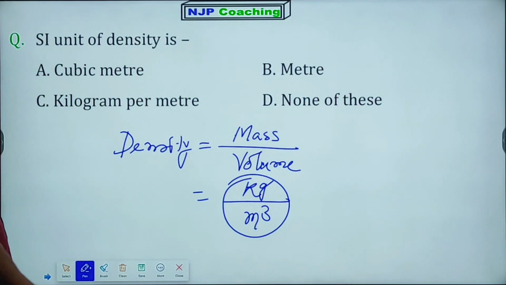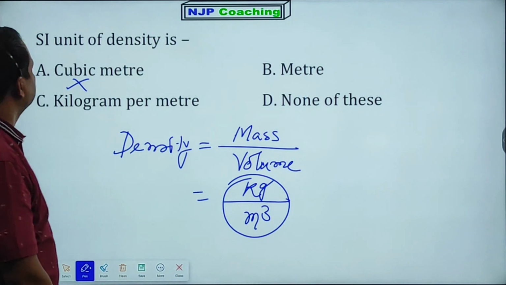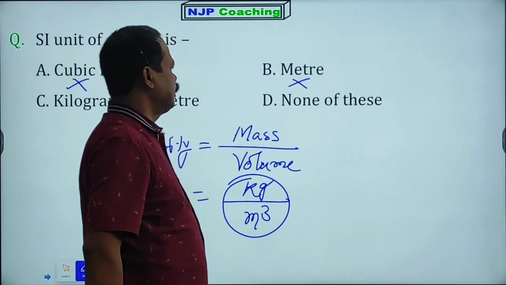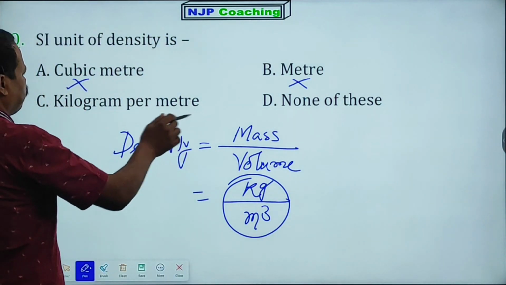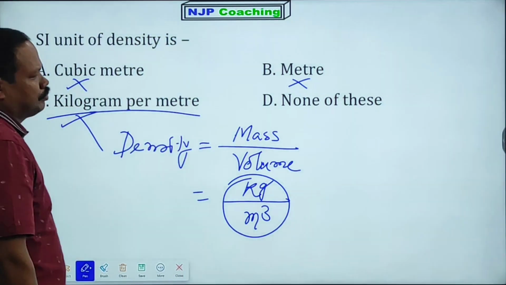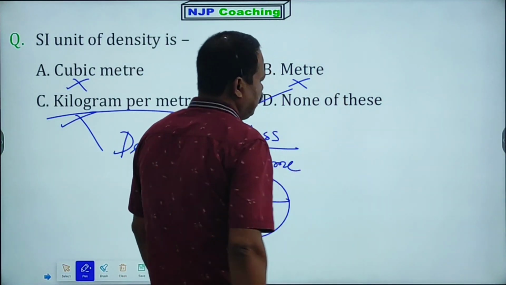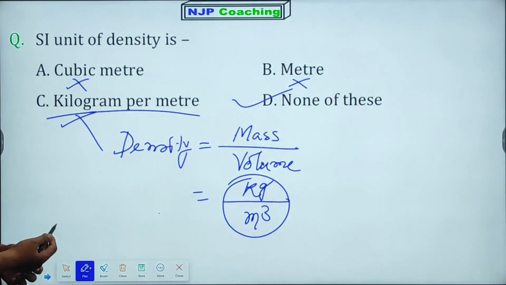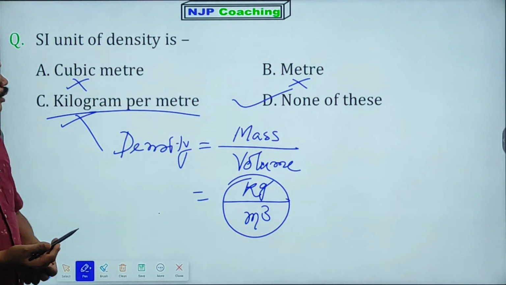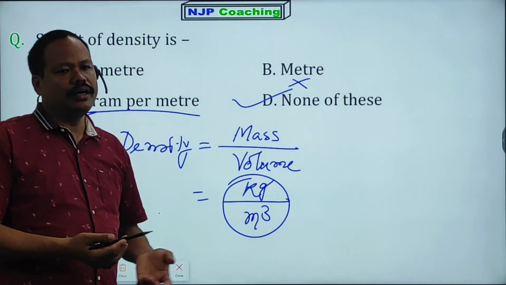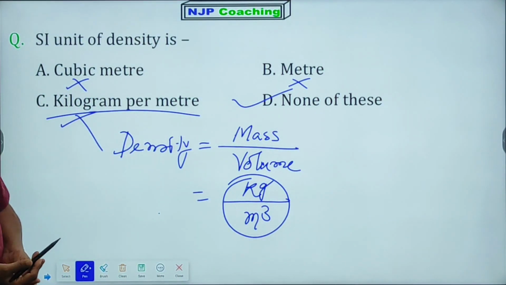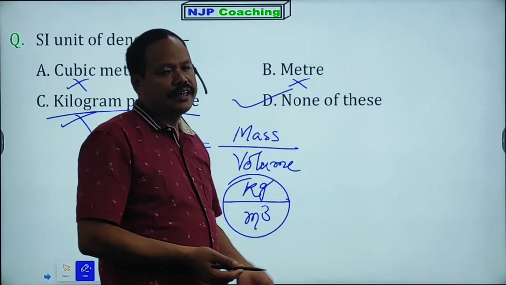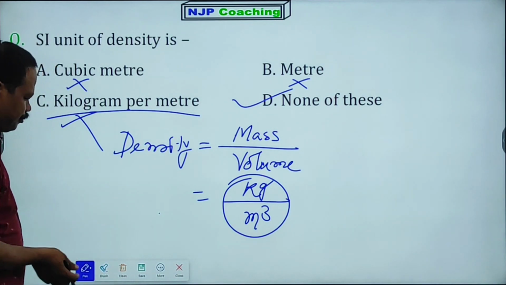Okay. Cubic meter, this is not the density. SI unit of density, meter, this is not the SI unit of density. And kilogram per meter, this is also not the SI unit of density. So option D is left. D will be the correct answer because density equals mass by volume, so mass by volume equals kilogram per meter cube. So D is the right option. D is the correct one. Okay.